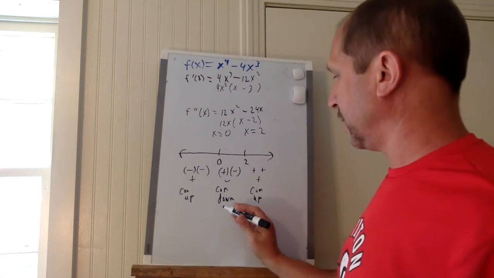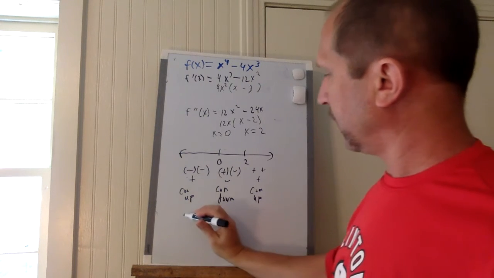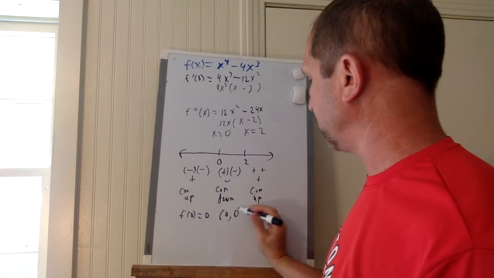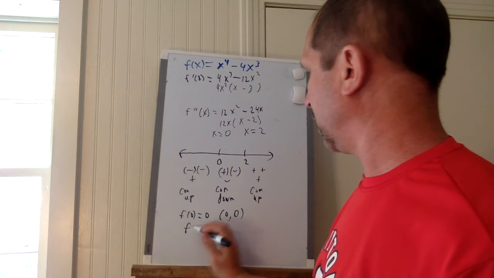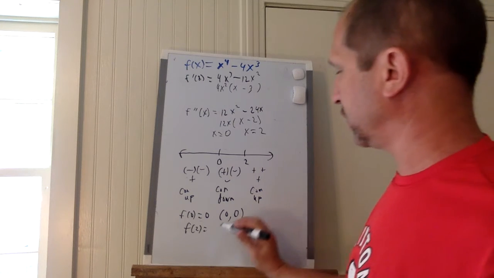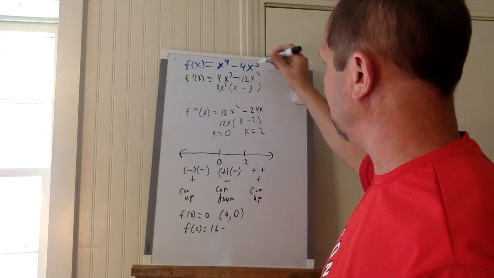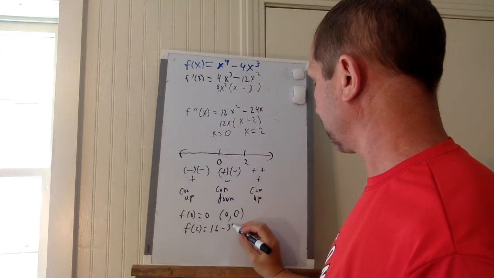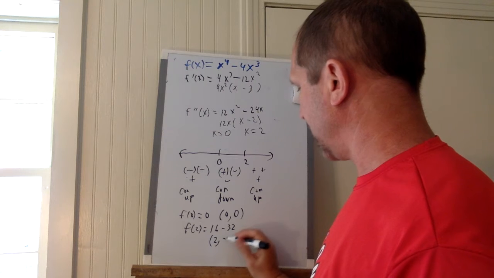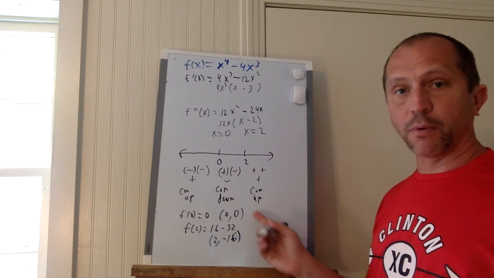Now, this would be 0. If I plug in 0 to the original function, f of 0 is 0. So we've got the point 0, 0. That's one of my points of inflection. And then let's plug in 2, f of 2. All right. 2 to the 4th is 16. And then it's minus 4 times 2 cubed. 2 cubed is 8, so minus 32. So we get the point 2, negative 16. So that's my other point of inflection here.